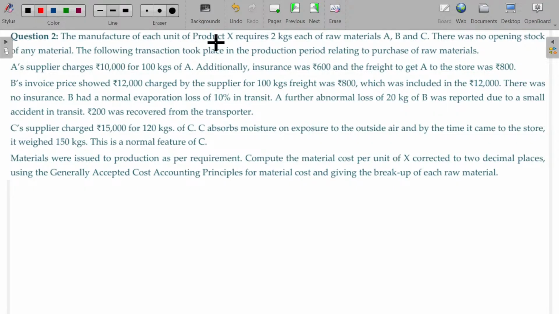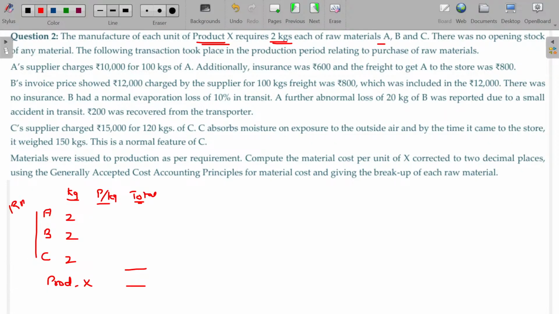The manufacture of each unit of product X requires 2 kgs of raw material A, B and C. Kgs required, 2 kgs. And what about the price per kg? Then you'll be able to find out the total. Add that up. This is the material cost for product X. These 3 are raw materials and product X is the finished good.